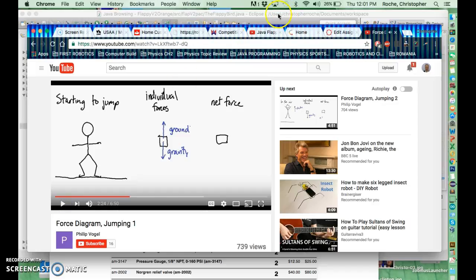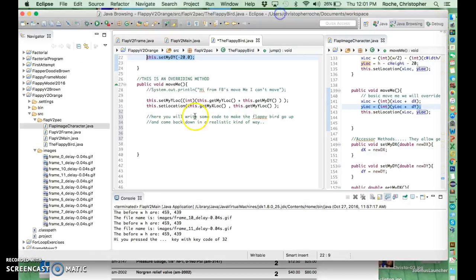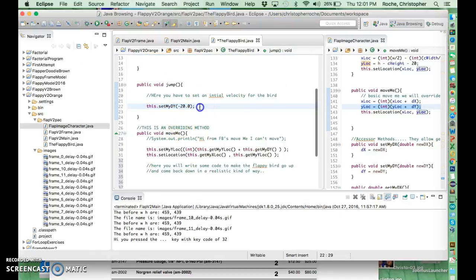Okay, I'm going to stop this. I'll put this video that you can look at on Canvas. But basically what you're doing is this right here, when you set this, it's like the net force.